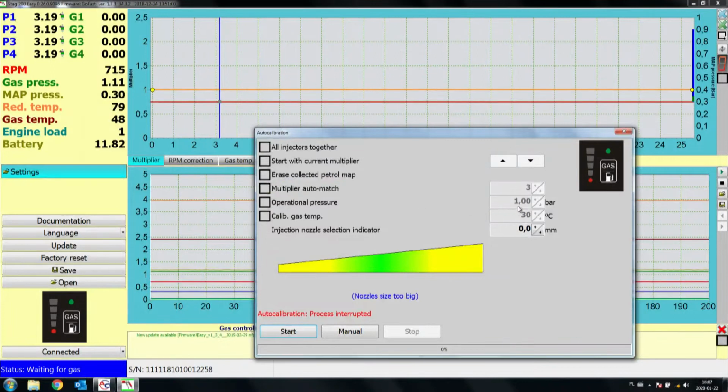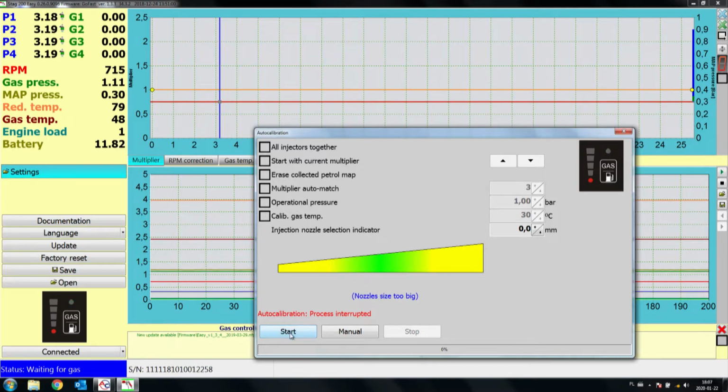Operational pressure is the pressure during the auto calibration. Gas temperature 30 degrees or higher, lower after auto calibration. And after calibration, when the system passes the calibration, the system can also tell you about the nozzles, if the nozzles are too big, too small, or of accurate diameter.